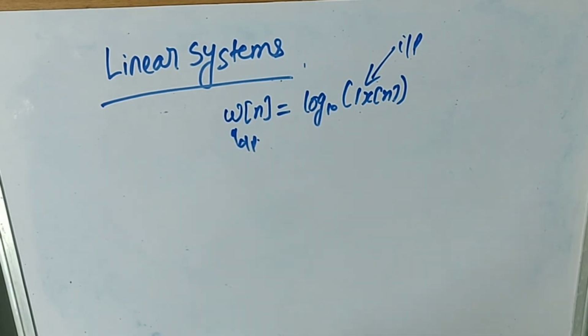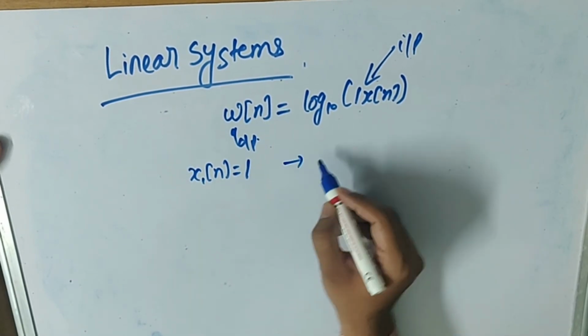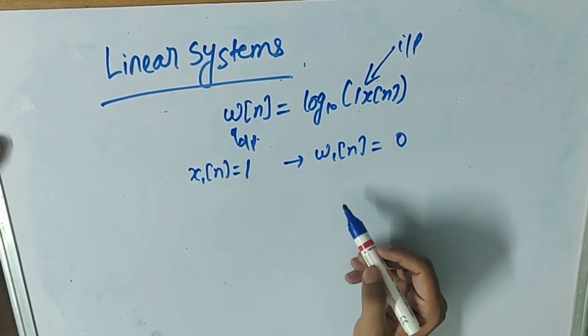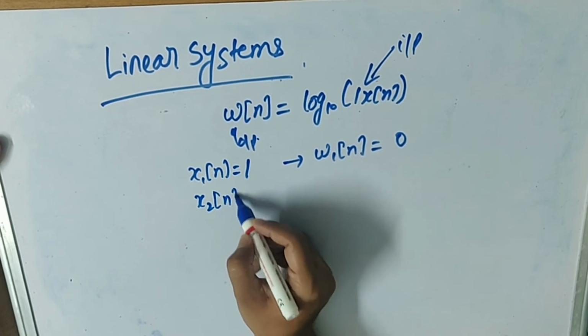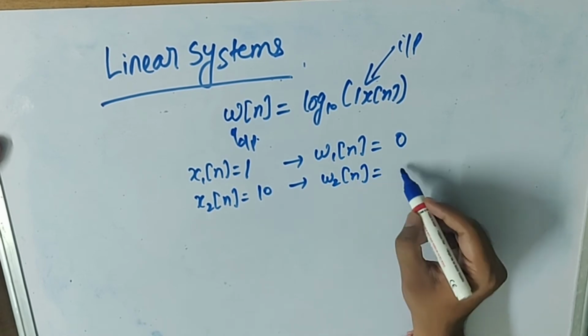One point to understand here is that if we have to prove a system non-linear, we just have to find one combination of inputs for which either the additive property or the scaling property fails. So let's take an example. Let's assume that x1[n] equals 1. For this, w1[n] is 0. Fine, log 10 of 1 is 0. Let's take x2[n] equals 10. For this, w2[n] is 1.